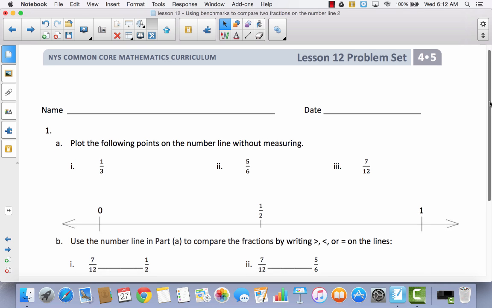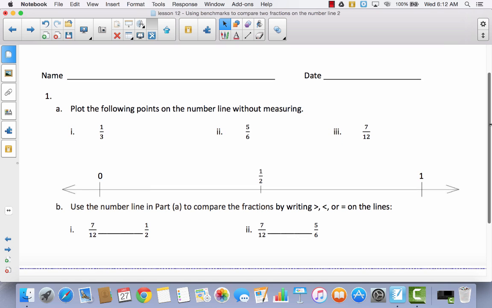It says plot the following points on the number line without measuring. So basically we're going to use this number line to figure out where these fractions are. The first thing we're going to do is take a look at thirds. It says 1/3. So I'm going to partition this number line into three parts, just like we did our last number line in the last problem. You're going to notice that I'm not going to put this right in the middle. I'm going to put it closer to the 1/2. And I'm going to come over here and put this one closer to the 1/2. So this would be 1/3 and this would be 2/3.